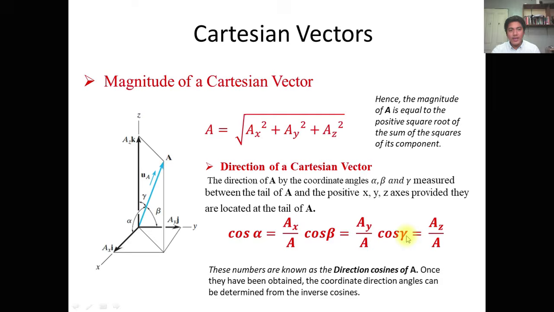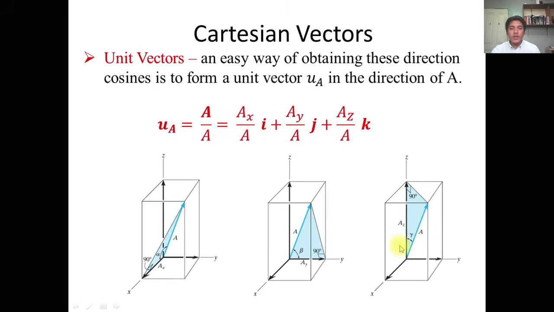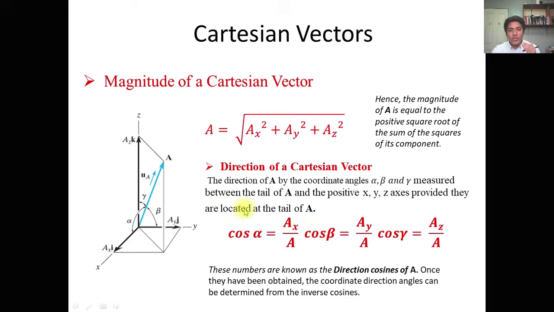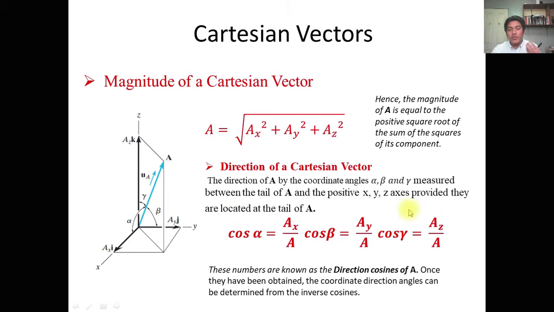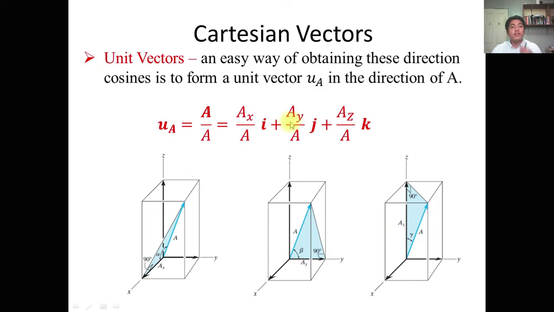So unit vectors, as I have said a while ago, are vectors that have a magnitude of 1. If we are going to get the direction cosines of a certain vector, it is much easier if we get what we call the unit vector of that vector A in its direction. So the unit vector is denoted by u sub A. This means the unit vector in the direction of vector A.